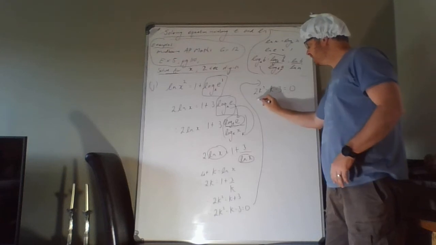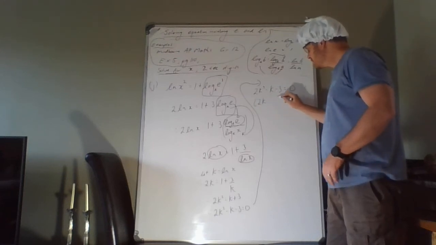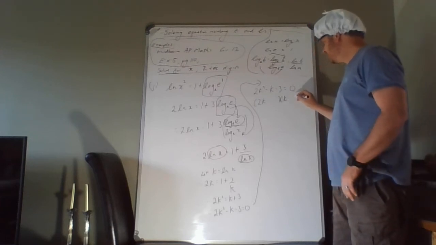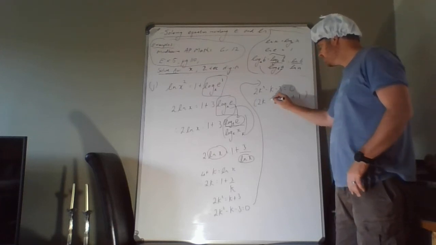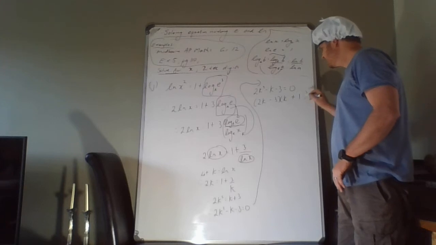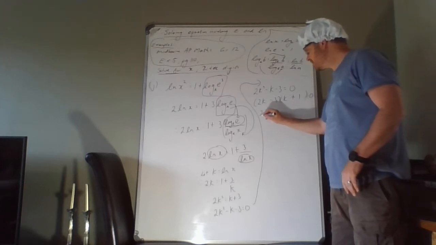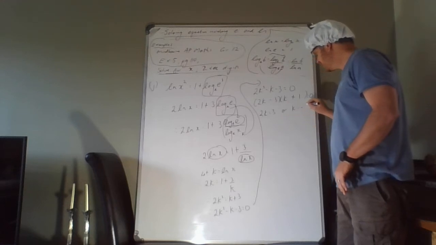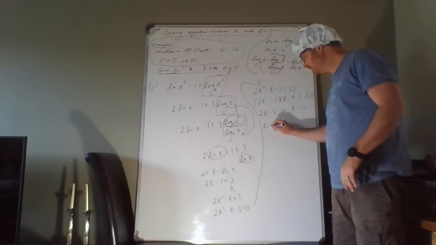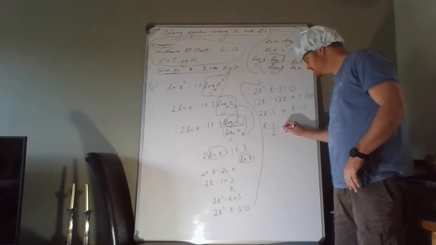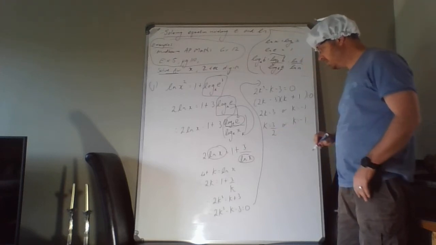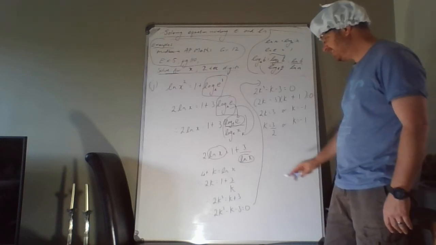So now I'll factorize that. And it must be plus 1 minus 3. So 2k is equal to 3, or k is equal to negative 1. I've made a mistake here. So k is equal to 3 over 2, or k is equal to negative 1. Let's just double check that.